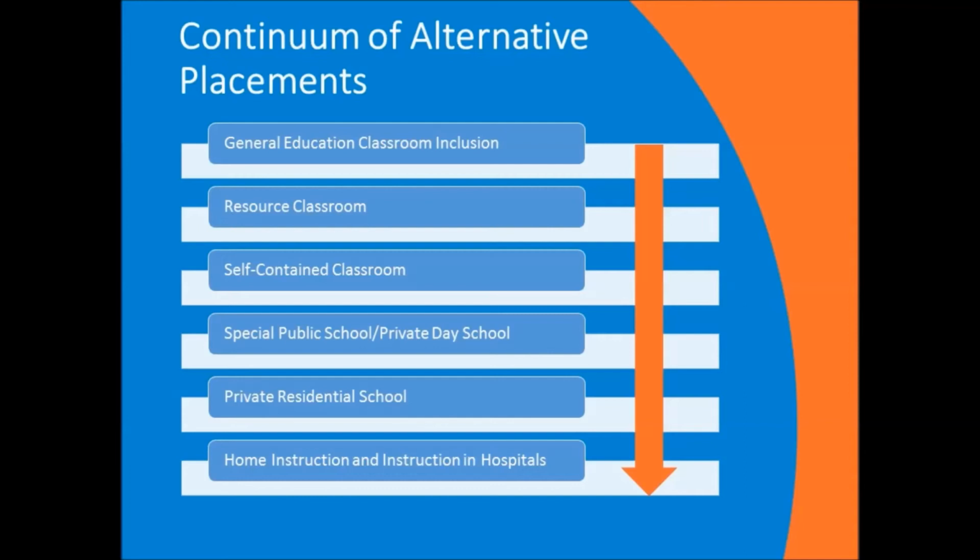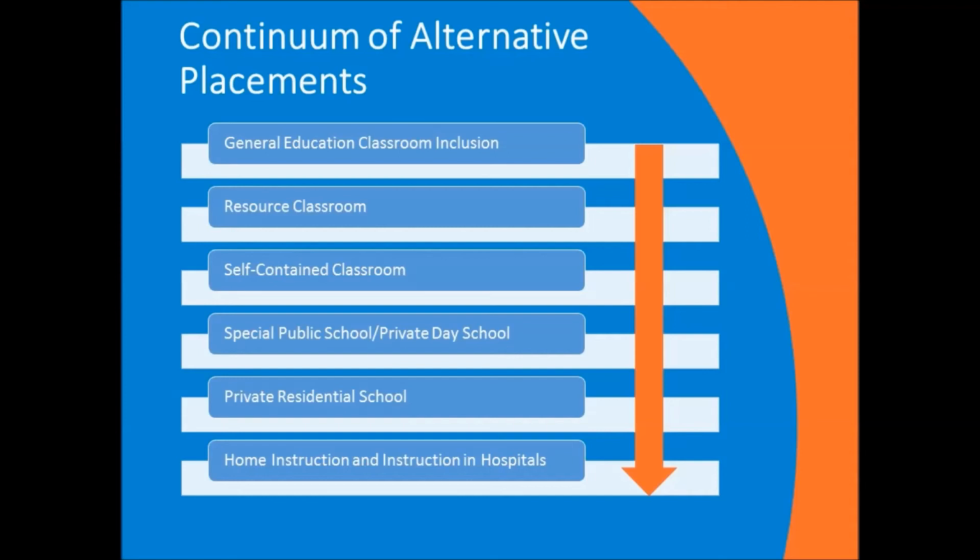If we take a look at this slide, this continuum of alternative placement, the terms used here are more specific to what families might see in Arizona. More specifically, inclusion is where a child is receiving services in a regular ed classroom. Resource is a child in a regular ed classroom for most or part of the day and receiving services in a resource room or special education classroom to work on specific skills.